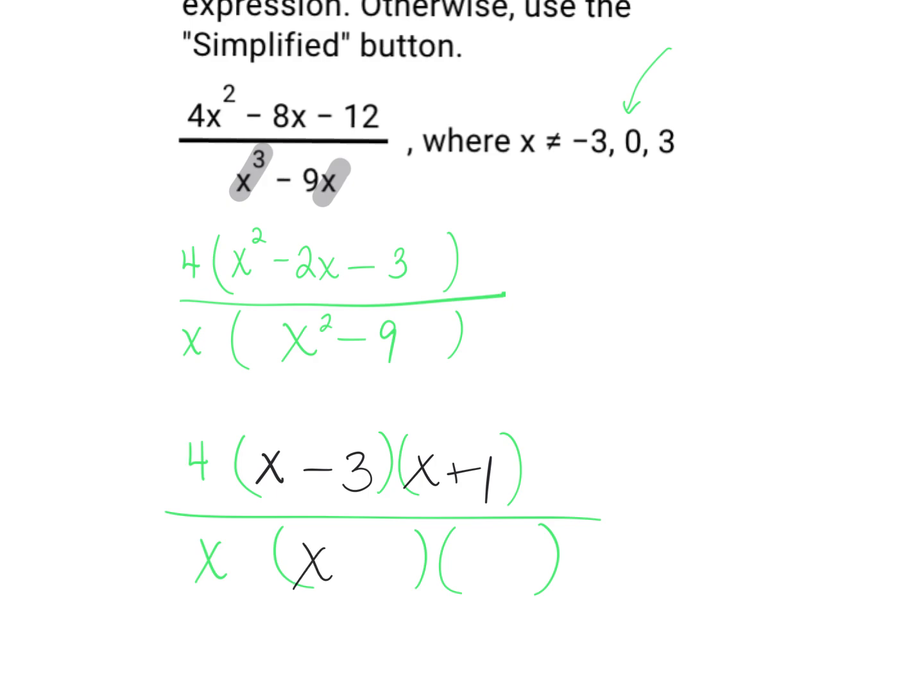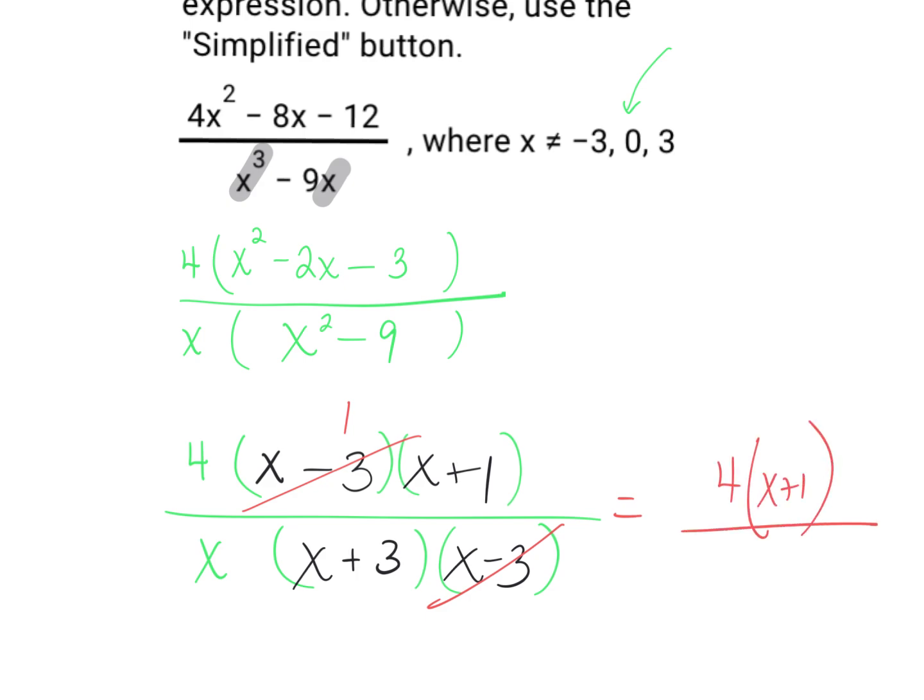On the bottom, you can do tic-tac-toe off on the side, but again, positive 3 times negative 3 will equal negative 9 and add to a 0 for your middle term. x minus 3 divided by x minus 3 is 1. I have nothing else that will reduce or cancel, so I would get 4 times the quantity of x plus 1 divided by x times the quantity of x plus 3.